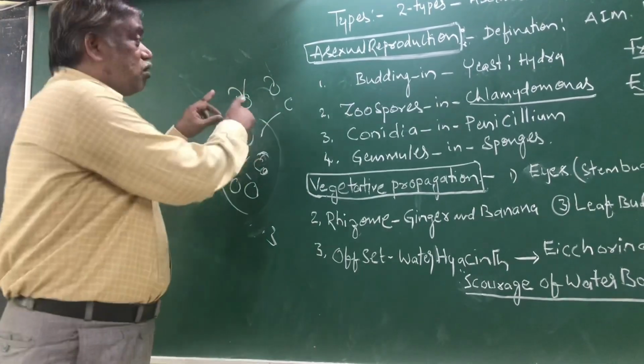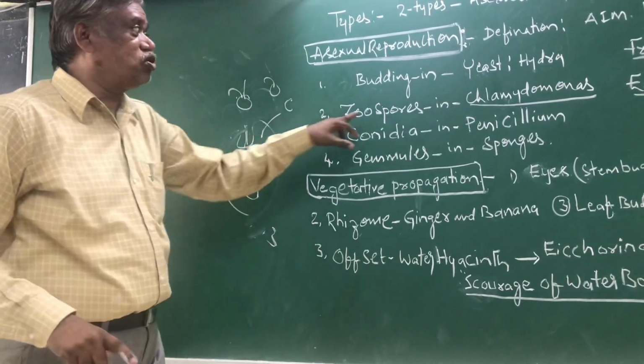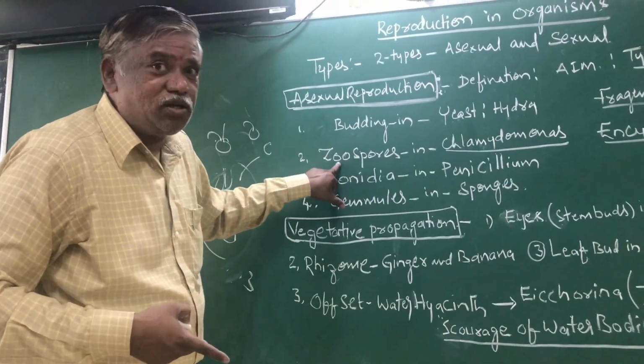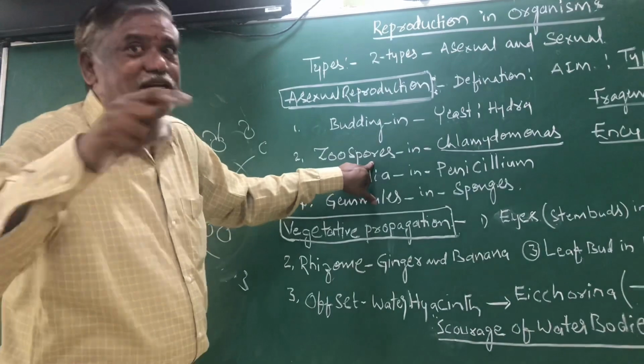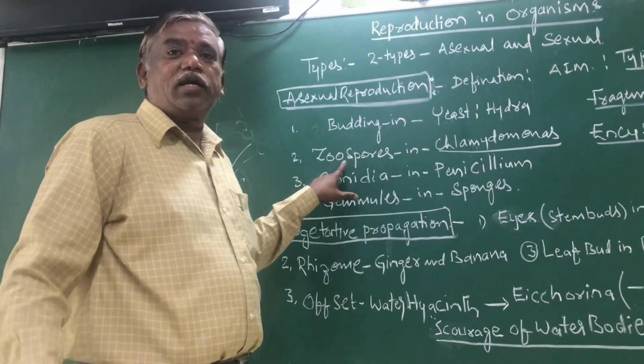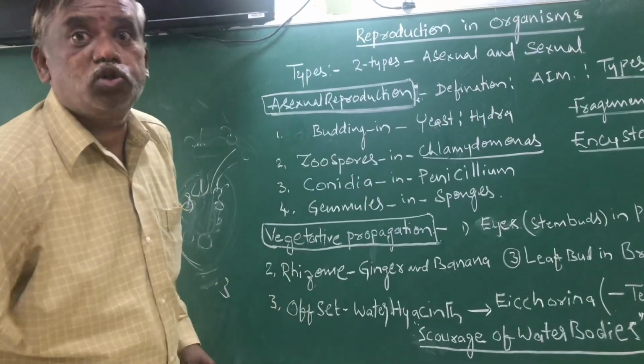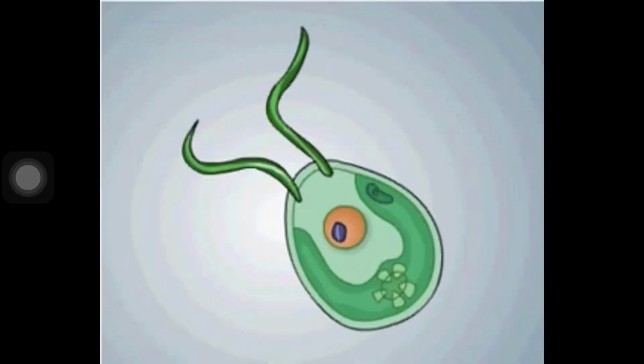Hence, it is a motile spore. This motile spore is called a zoospore. Zoo means motile, spore means daughter. This is the type of asexual reproduction in Chlamydomonas. Chlamydomonas belongs to unicellular algae.